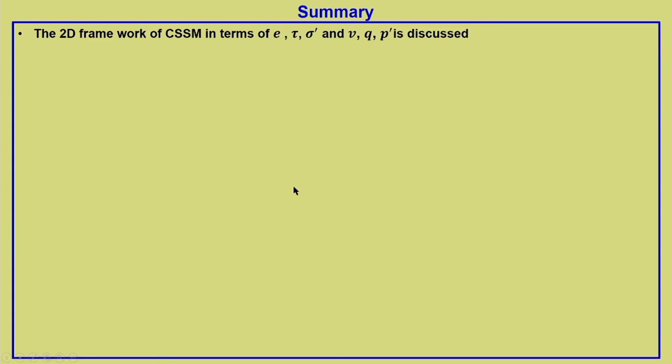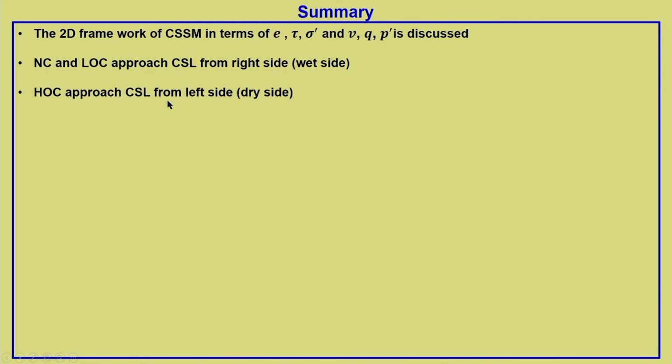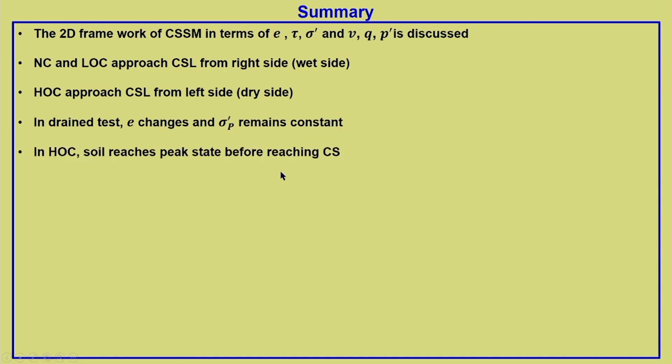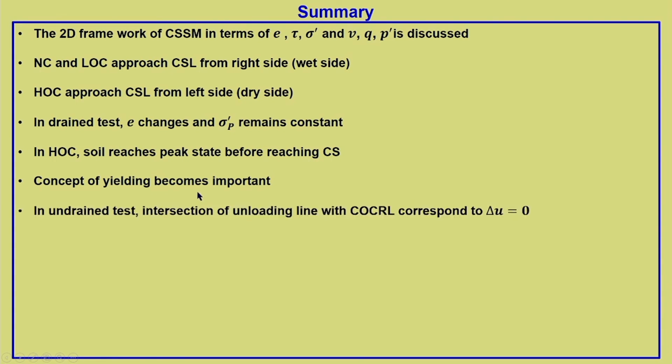So, let us try to summarize today's lecture. The 2D framework of critical state soil mechanics in terms of e, tau, sigma' and v, q, p' is discussed. Normally consolidated and lightly over consolidated soil approach the critical state line from the right side, which is the wet side. HOC approaches the critical state line from the left side, which is the dry side. In drained tests, e changes and sigma' p' remains constant. In heavily over consolidated soil, the soil reaches peak state before reaching critical state, that is, yielding has to happen before failure. The concept of yielding becomes important.